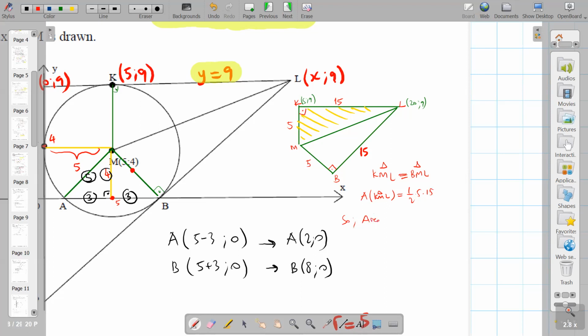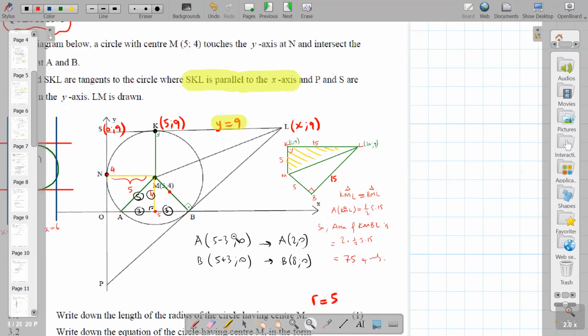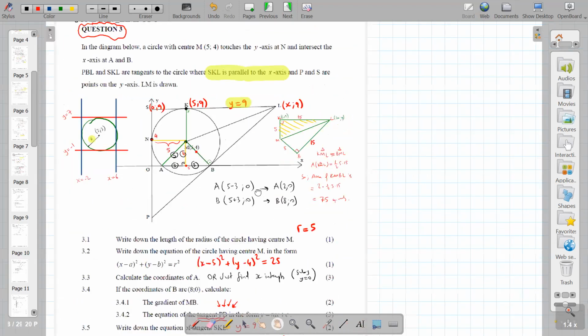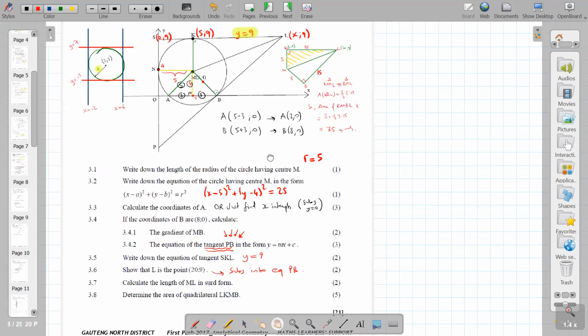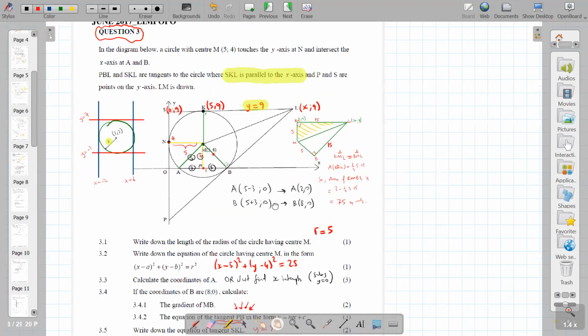KMBL. So area of KMBL is basically 2 times 1/2 times 5 times 15. So 2 and 1/2 cancels. The answer is 75 square units. Okay, that will be finding the area of the shape we have there, the quadrilateral LKMB.